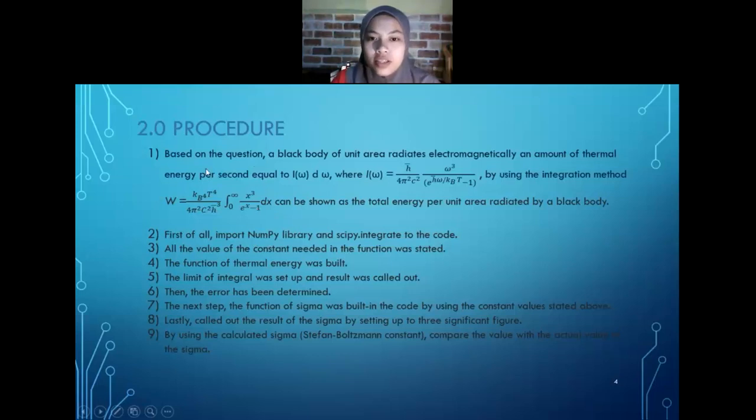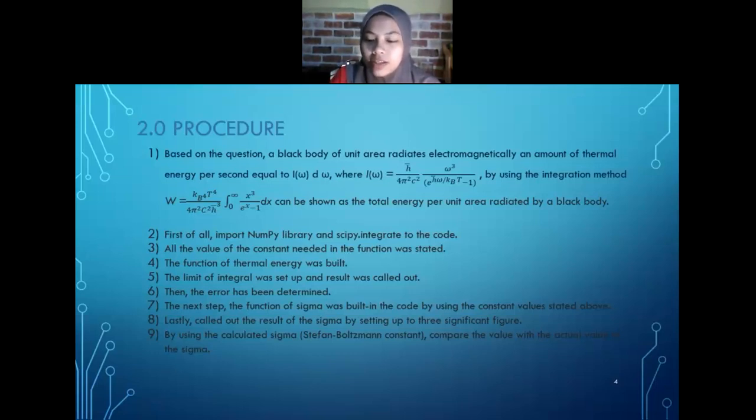First of all, we need to import the NumPy library and SciPy.integrate to the code. Then all the values of the constants needed in the function are stated. After we did that, the function of thermal energy was built. So we need to define the function of thermal energy. Then we set up the limit of the integral and we call out the result. Then after that, we need to determine the error.